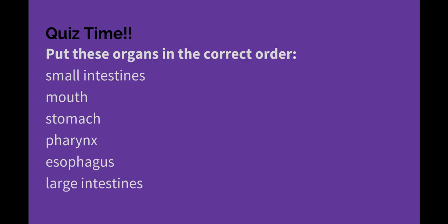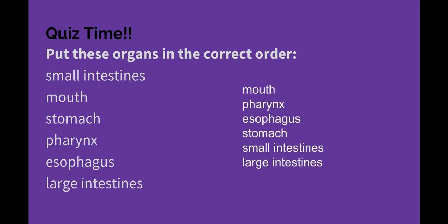All right, put these organs in the correct order. So we have small intestines, mouth, stomach, pharynx, esophagus, and large intestines. All right, hopefully you got it. So digestion starts in the mouth. You're going to chew your food. Salivary amylase is going to affect it. Then it moves to your throat or your pharynx, down through your esophagus into your stomach, from stomach to small intestines to large intestines, and then they're not on here, but then it'll go to your rectum, and then finally anus.